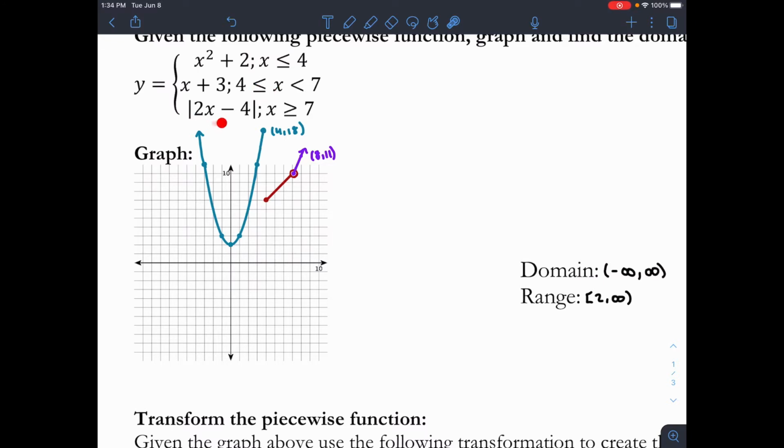And then the next one is absolute value of 2x minus 4, and so that would be this line over here. But because the restriction is x is greater than or equal to 7, that would mean everything above 7 would have to be graphed, and it's a closed circle for 7, and then it goes to infinity.